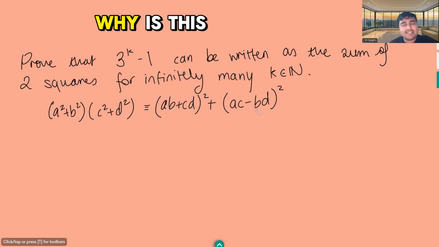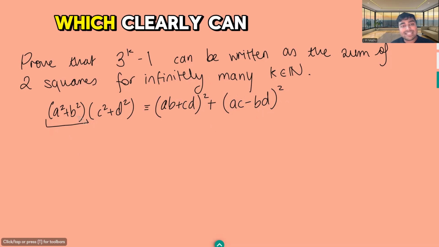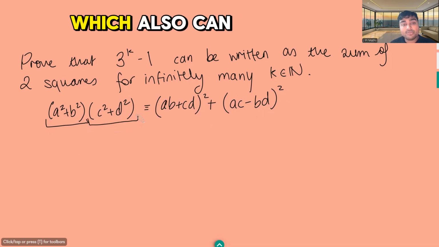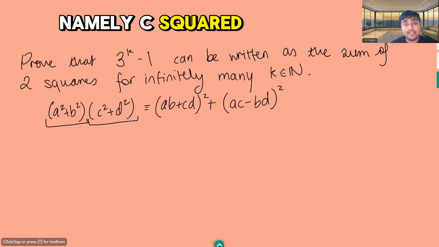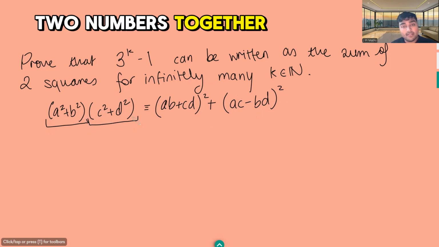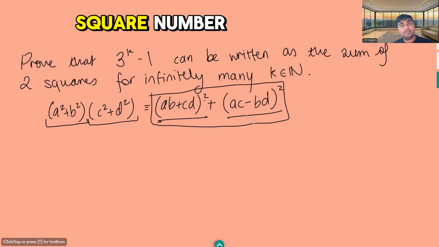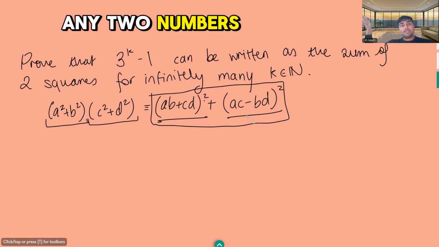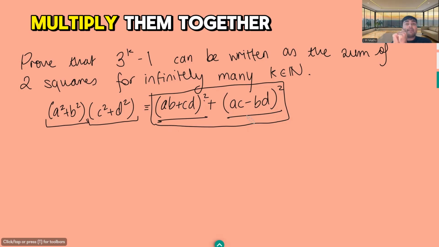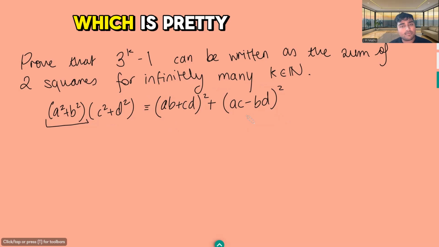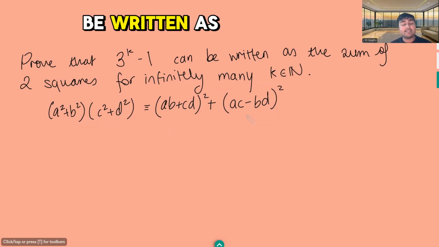But why is this identity useful for this problem? What this says is, if you take a number which can be written as the sum of two squares, a² + b², and multiply it by another number which can also be written as the sum of two squares, c² and d², you produce a number which is itself one square plus another square. So if you take any two numbers which can be written as the sum of two squares and multiply them together, the new number can also be written as the sum of two squares, which is pretty cool. In other words, the set of numbers which can be written as the sum of two squares is closed under multiplication.